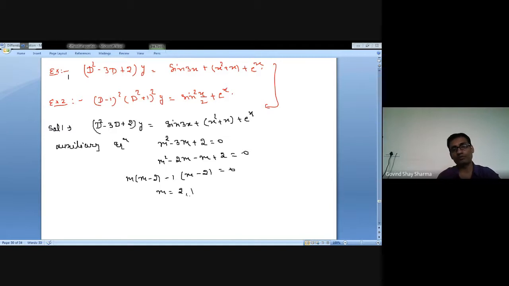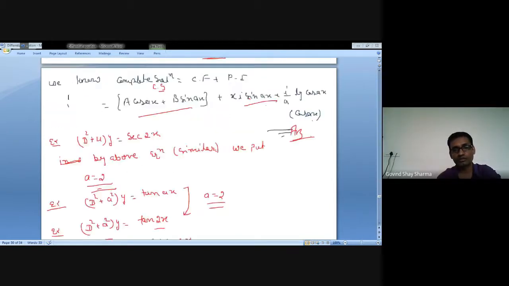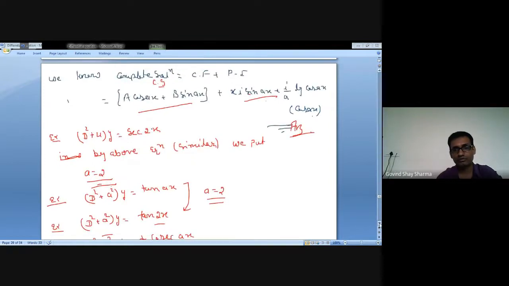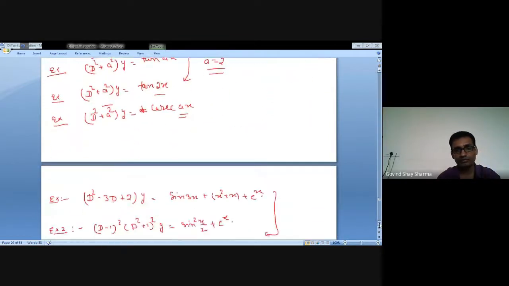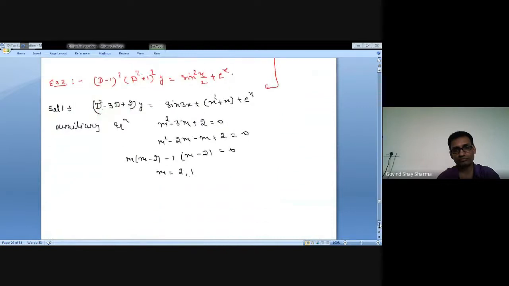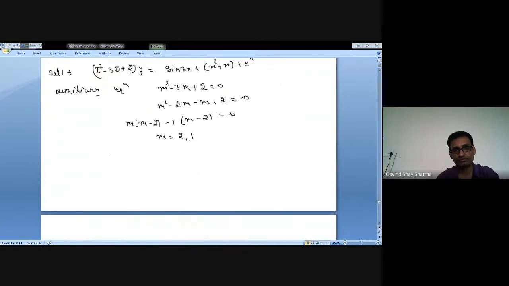We know when the roots are real and distinct, so here the CF becomes y is equal to c1 e to the power 2x plus c2 e to the power x. This is equation 1.